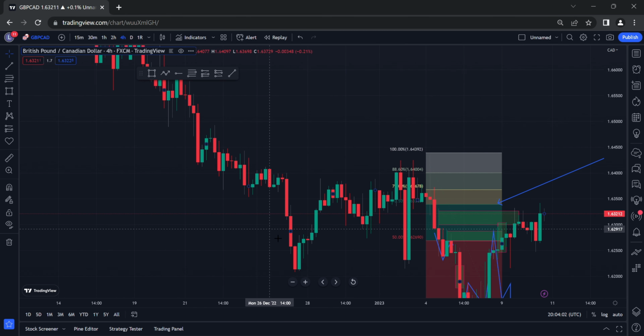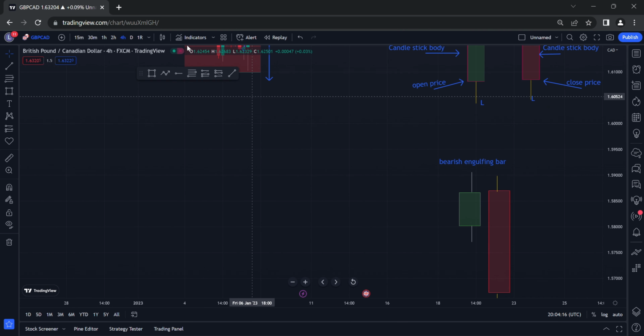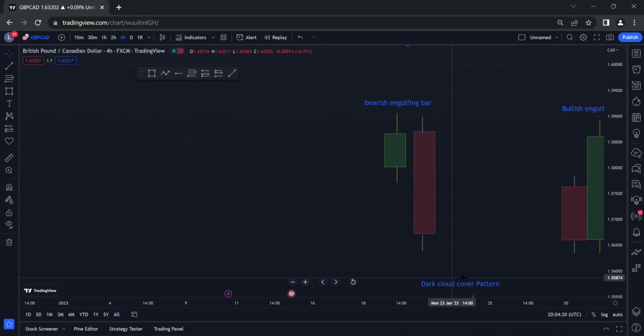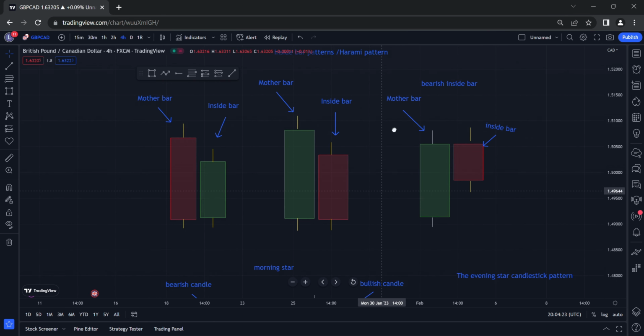Then the evening star is mostly used on the swing highs. It mostly works in those areas, so it will work as your confirmation in such areas.